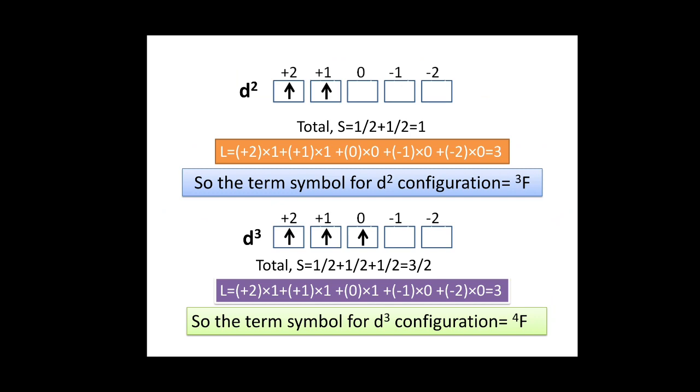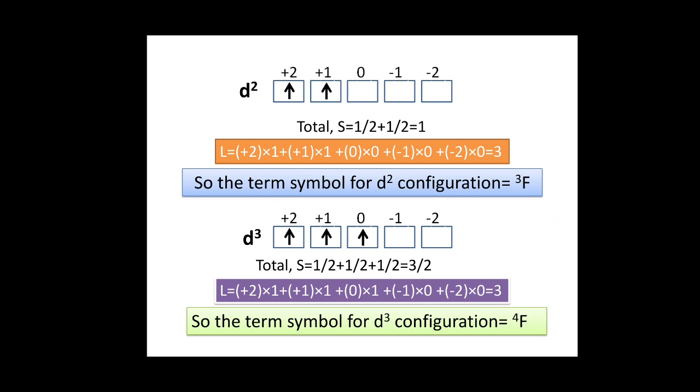Now I'll calculate the L value. So you can see in the orange box that exactly the same way I did. The first box has one electron, so it has an ml value of plus 2 into 1. Second box also contains one electron, that means plus 1 into 1. Similarly, other orbitals do not contain any electron. So now I have L equal to 3. Now what will be the term symbol? Because when you have L equal to 3, the symbol will be represented by capital F, and the multiplicity is 2S plus 1, which is equal to 3. So the term symbol is 3F.